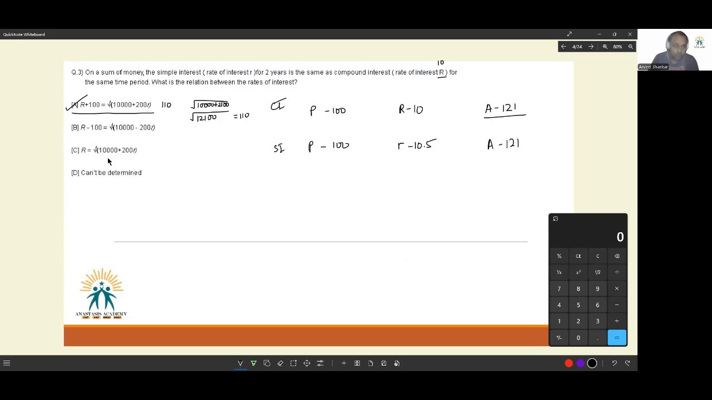For peace of mind, let us also check the other options. R minus 100. 10 minus 100 will give me minus 90. And I have to see 10,000 minus 200r. So I will have 10,000 minus 2100, 7,900 under root. Clearly, this is not valid. Here I'll have 10 is equal to root of 12100. This is also not valid. And of course, it is determinable. Of course, it is determinable. And therefore, by simply assuming values, you can reduce your work tremendously and get to the right answer fairly quickly. Okay, next question now.